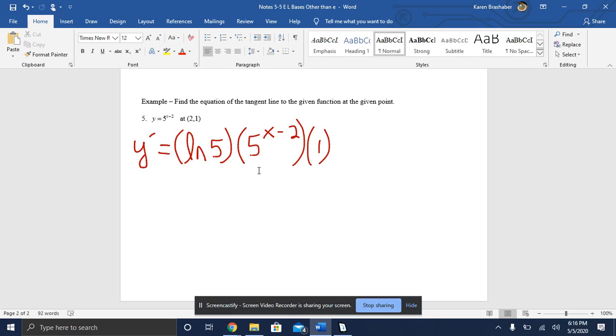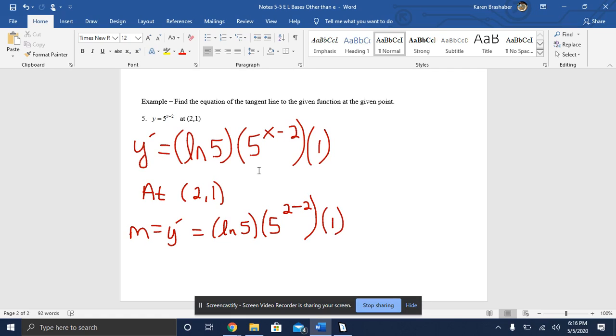So at the ordered pair 2, 1, we would substitute in. So your slope, which is y prime, would equal the natural log of 5 times 5 to the, now we'll plug in the x, which is a 2. So 2 minus 2 power times 1. Well, that would be 5 to the 0 power right here, which is 1. And so your slope would end up simplifying to just the natural log of 5.